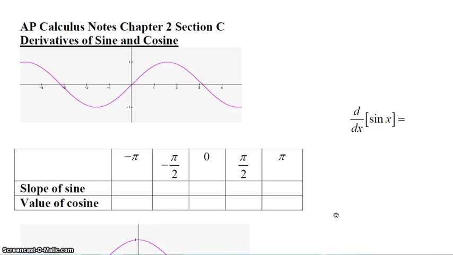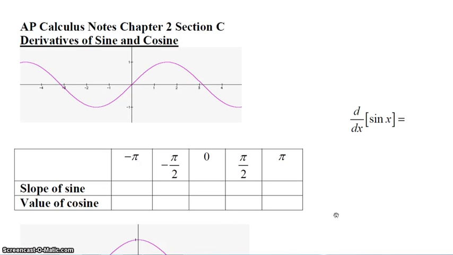Using the product rule, whenever we take a derivative, what happens when two functions are multiplying each other? We use the product rule to help us find the derivative. Okay, so let's get to it.